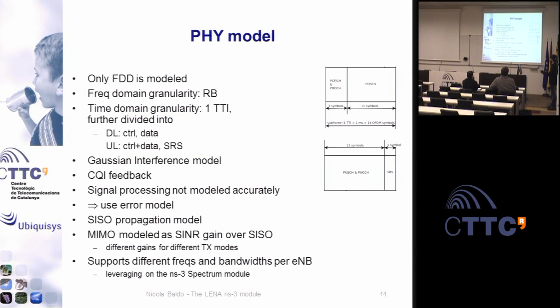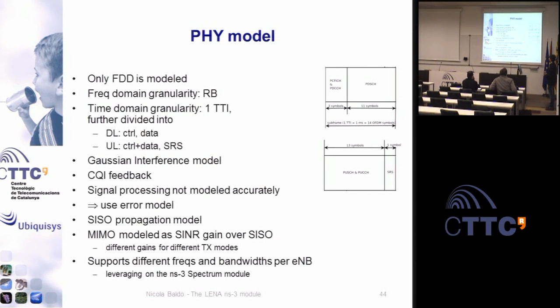And so the physical layer interacts with the propagation model, and in particular the assumption for this interaction is that the propagation model is for SISO only. So there is just one value regardless of how many antenna ports are used for the communication. And still the physical layer model includes a model for MIMO communications, and the way this is modeled is by basically considering the SINR gain with respect to SISO that occurs for different transmission modes.